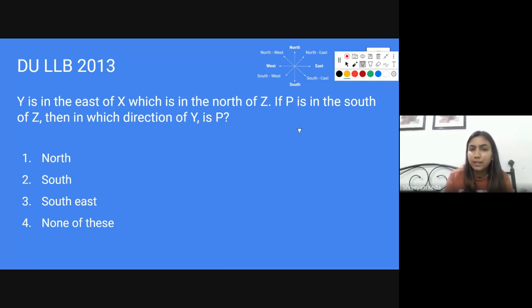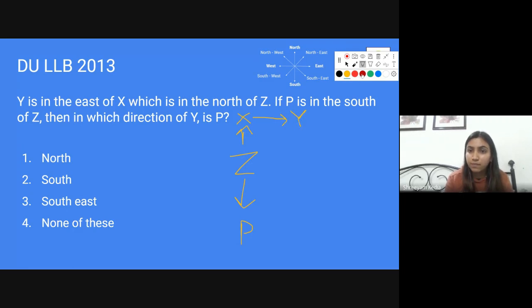With these kind of questions, it's a good idea to start with the last bit of information that's given to you. So here it's, if P is in the south of Z, so we have Z, right? And Z south is this, and here we have P, okay? Then X, which is in the north of Z, so this would be the north side of Z, and X is here. And then Y is in the east of X. So east of X is this, and Y is here.